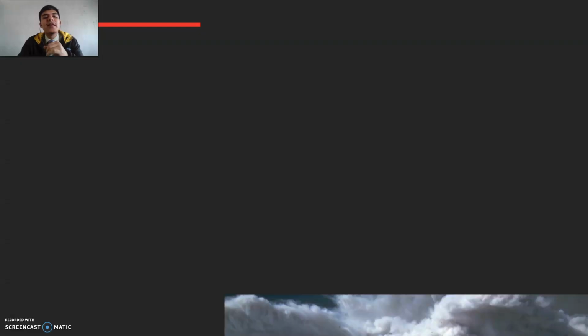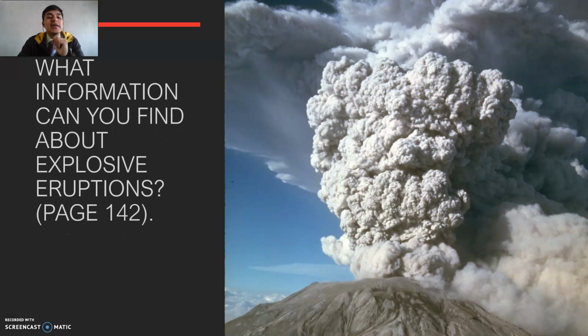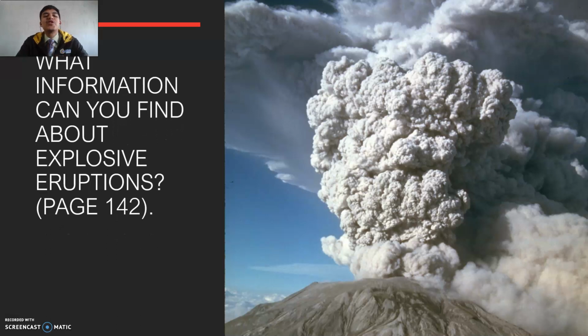All right. But something very important, what you can see right over here is not a quiet eruption. So my question is, what information can you find about explosive eruptions? Go ahead to page 142 and read the content that you can find on that page to find out more about an explosive eruption.